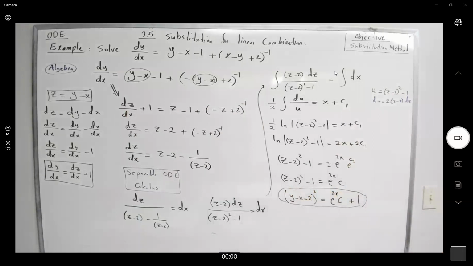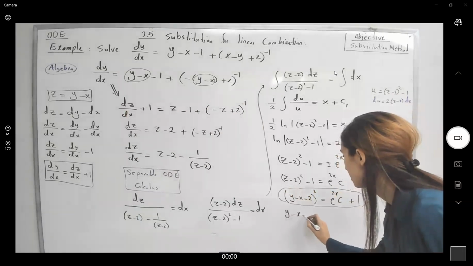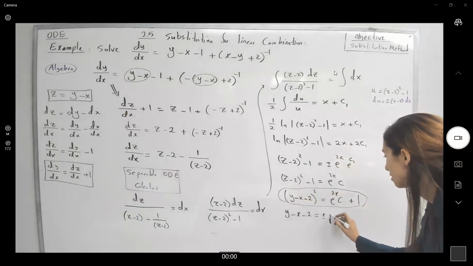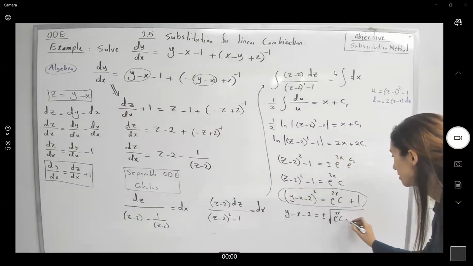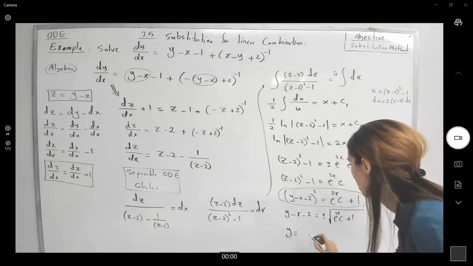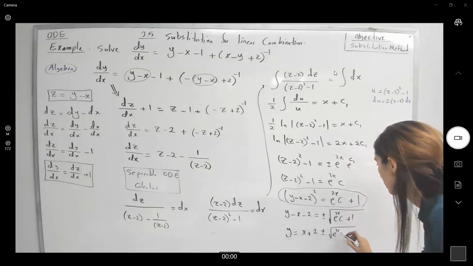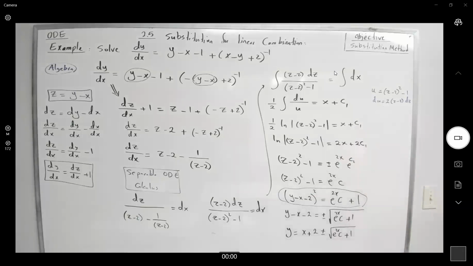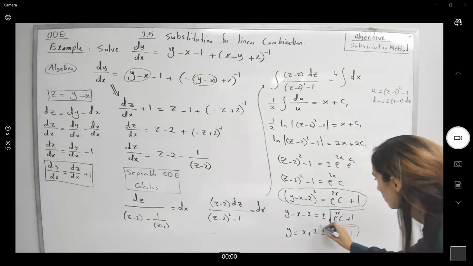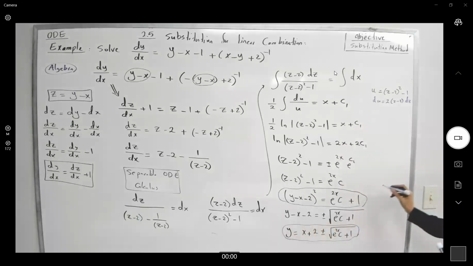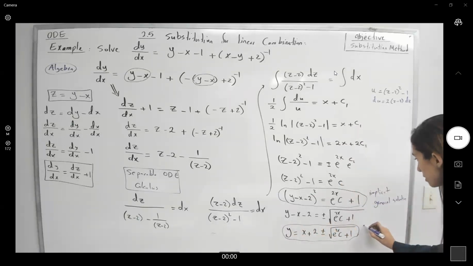Can we isolate y on one side? You might say, I have y minus x minus 2 equals plus or minus the square root of (e to the 2x times c plus 1), and y becomes x plus 2 plus or minus the square root of (e to the 2x times c plus 1), written in explicit form. So this is your implicit general solution, and this is your explicit general solution.